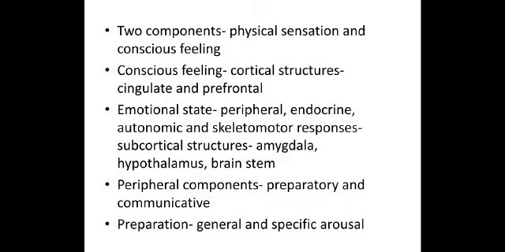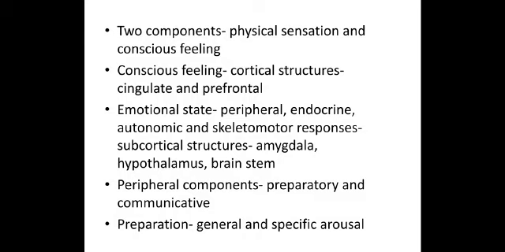The emotional component, which is mainly due to the peripheral signals, has changes in the endocrine system, resulting in autonomic and skeletomotor responses. And through this, we have what are called the subcortical structures, which are the amygdala, the hypothalamus, and brainstem. You all know the cingulate gyrus, which we have been discussing, is a very important structure which lies around the corpus callosum. The amygdala lies in front of the hippocampus.